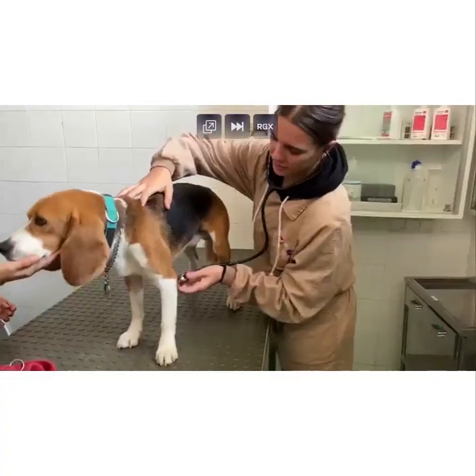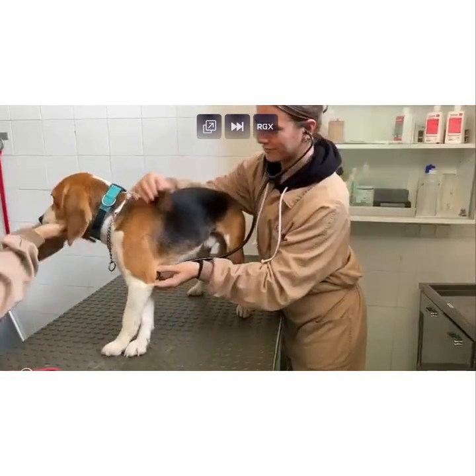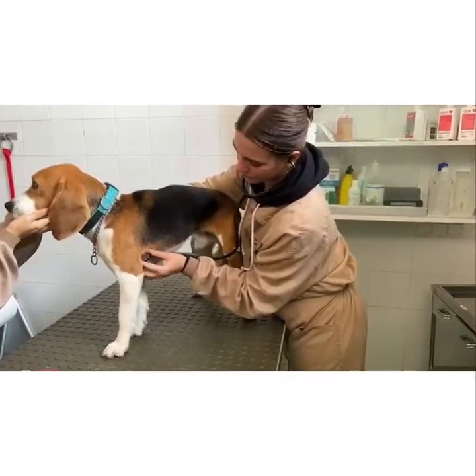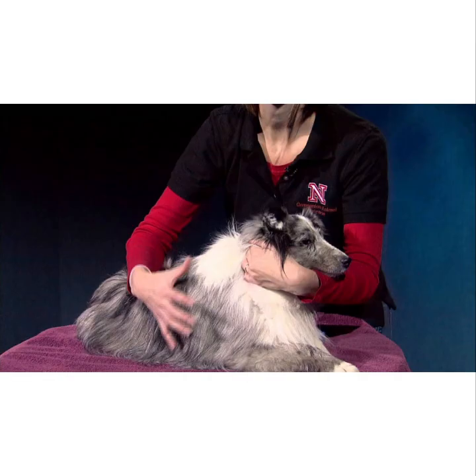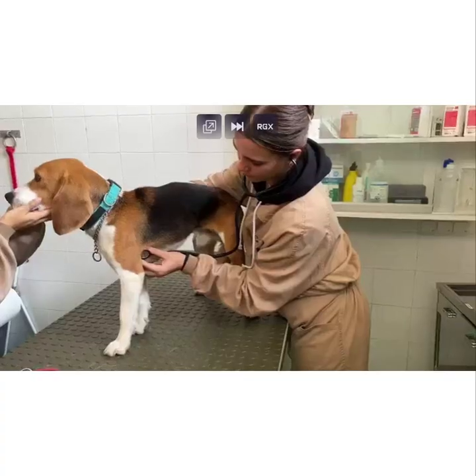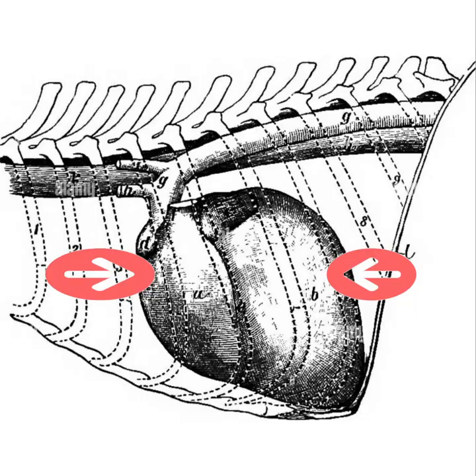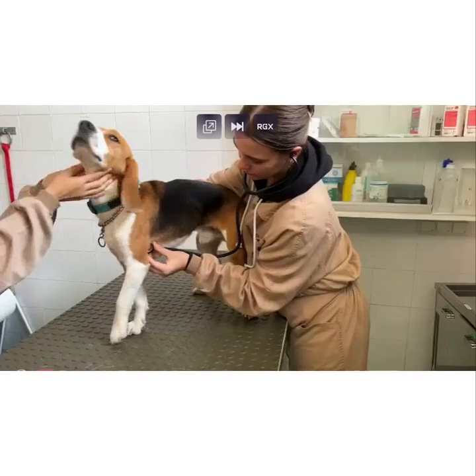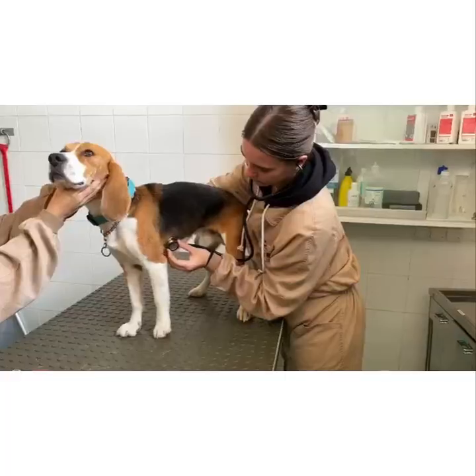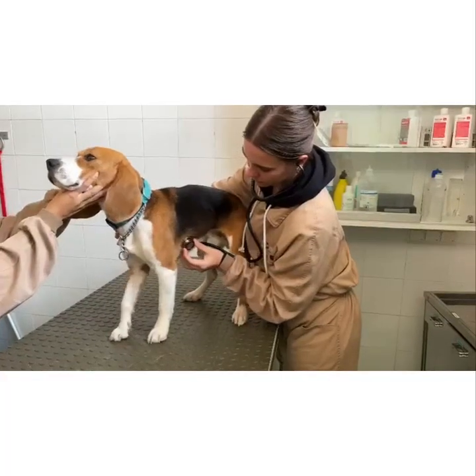Next, we perform the auscultation itself. We start on the left side of the thorax, with the dog standing or in sternal recumbency. Place the stethoscope's diaphragm against the chest wall between the third and sixth intercostal spaces, just behind the elbow. We listen at specific sites for each valve.